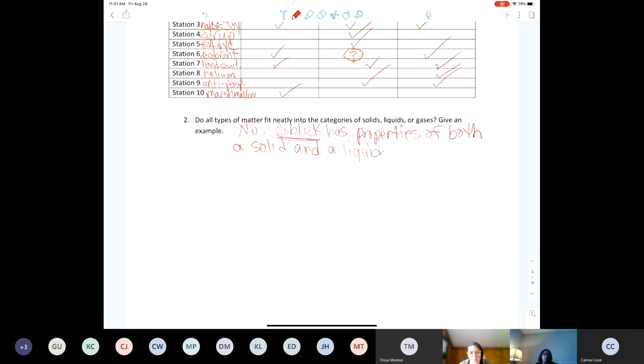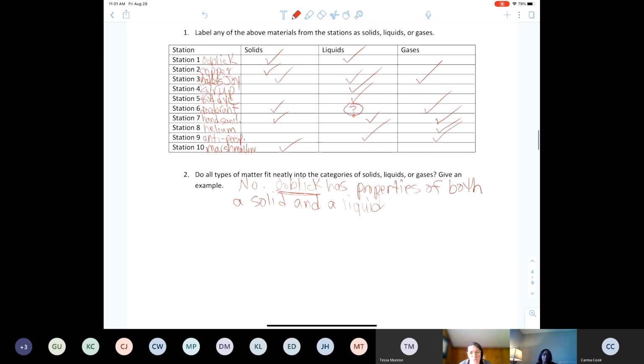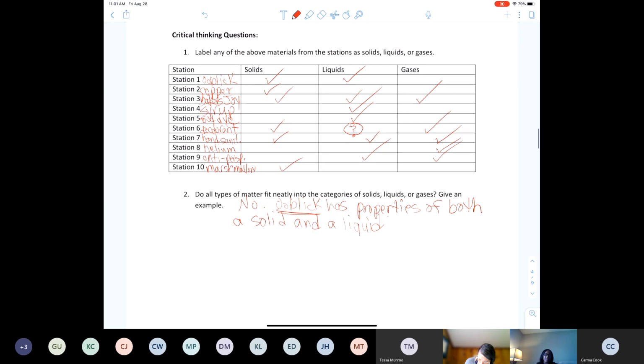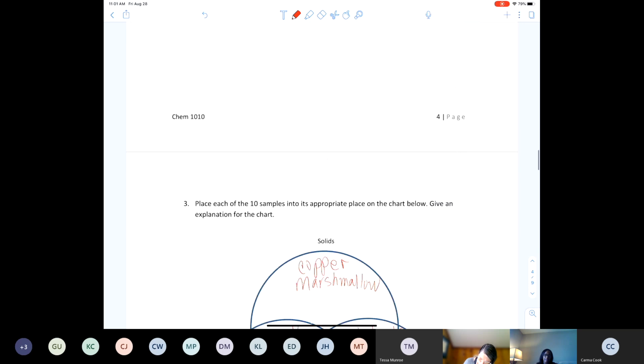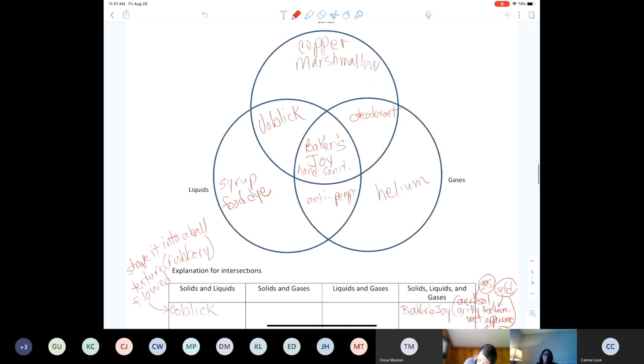Oobleck. If you want to use the oobleck, you can, or you can use the antiperspirant or the Baker's Joy. And then give me a description of what properties that product has. Do they have both solid and liquid like oobleck, or did they have all 3 like the Baker's Joy, and so on and so forth. And then your Venn diagram.